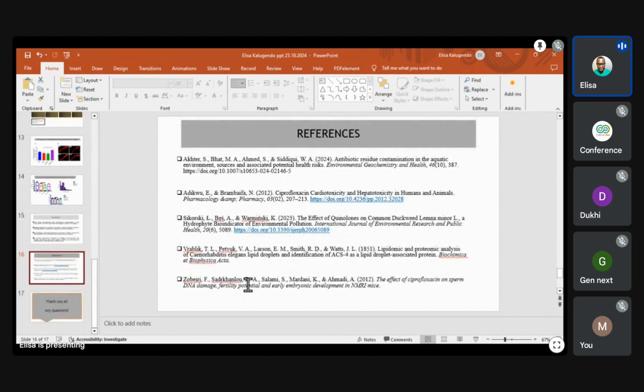These are some of the basic references we used in our study for conceptualizing the study and getting to our investigation and hence getting our results.